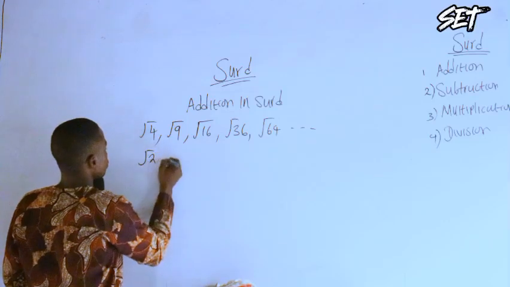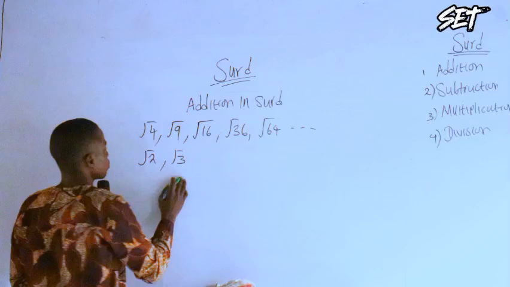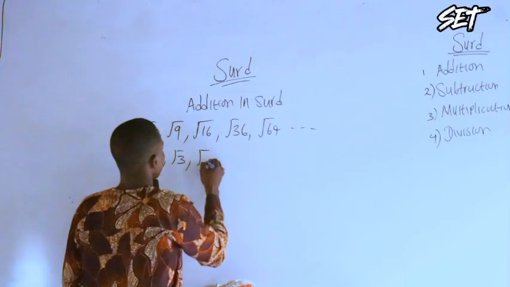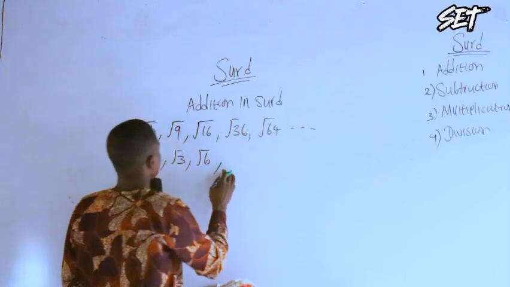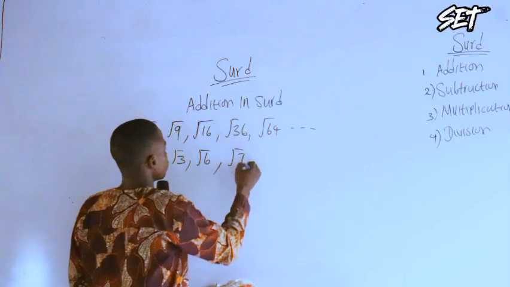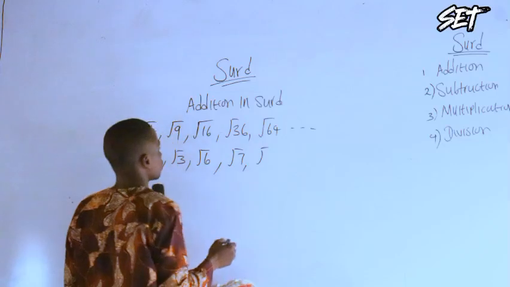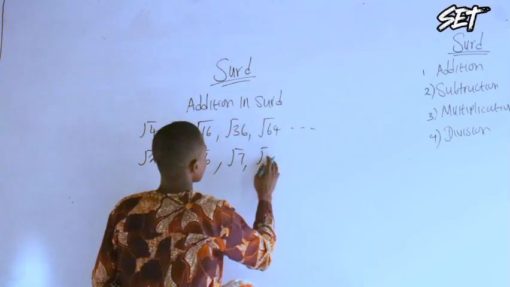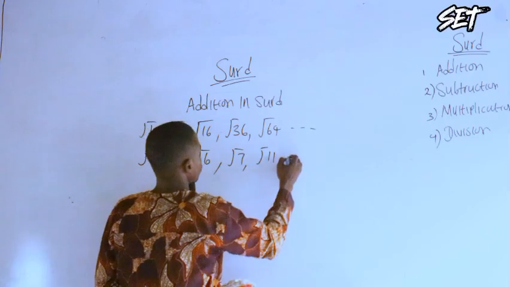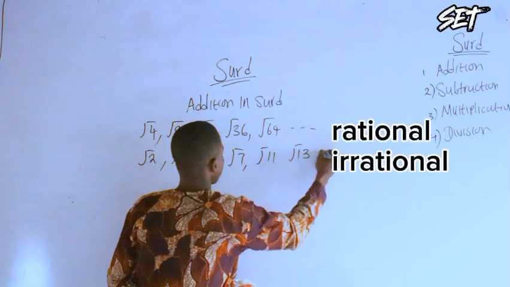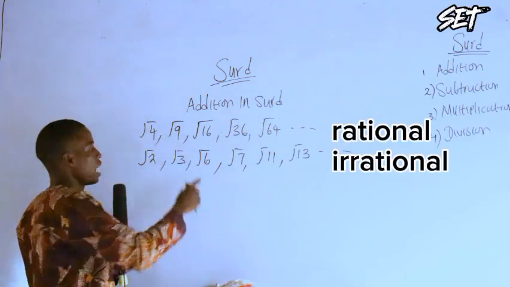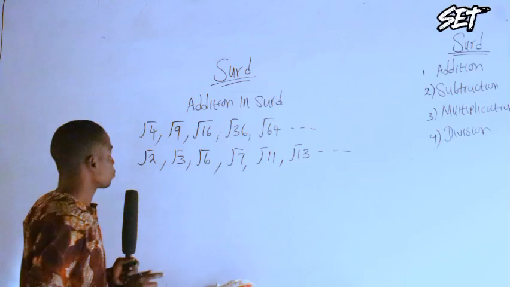Irrational numbers now are what? Root 2, root 3, root 6, root 7, root 11, root 13, and so on and so forth. These are rational numbers and non-rational numbers.